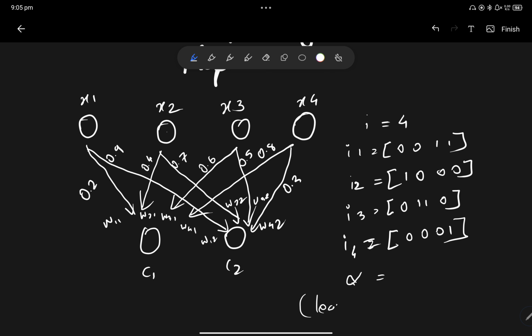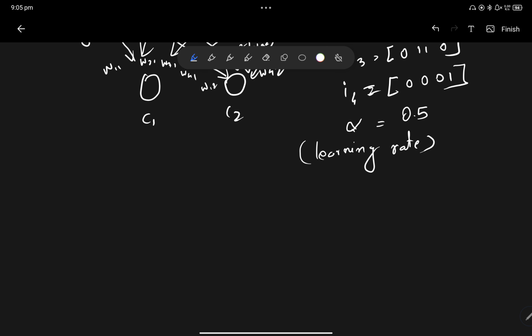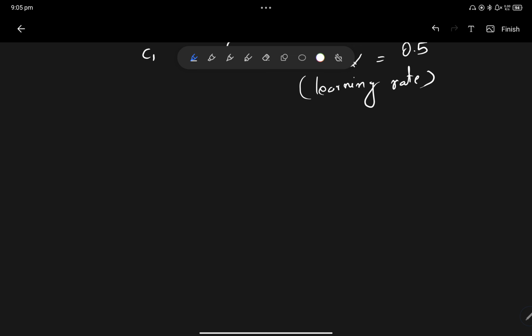Now in this problem we'll be given something called the learning rate, or alpha. The learning rate is given here, that is 0.5. Now we have to calculate step by step.